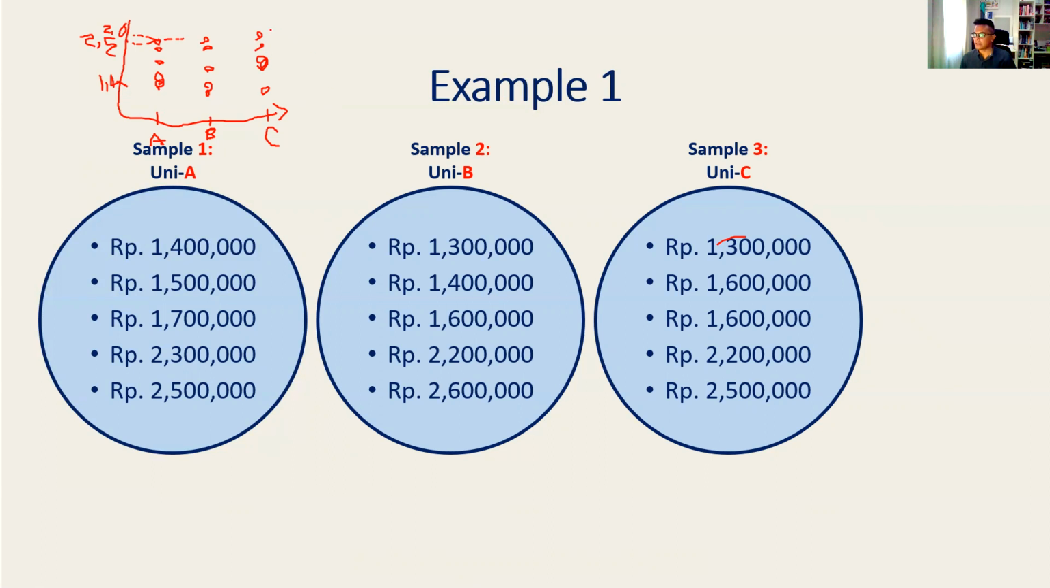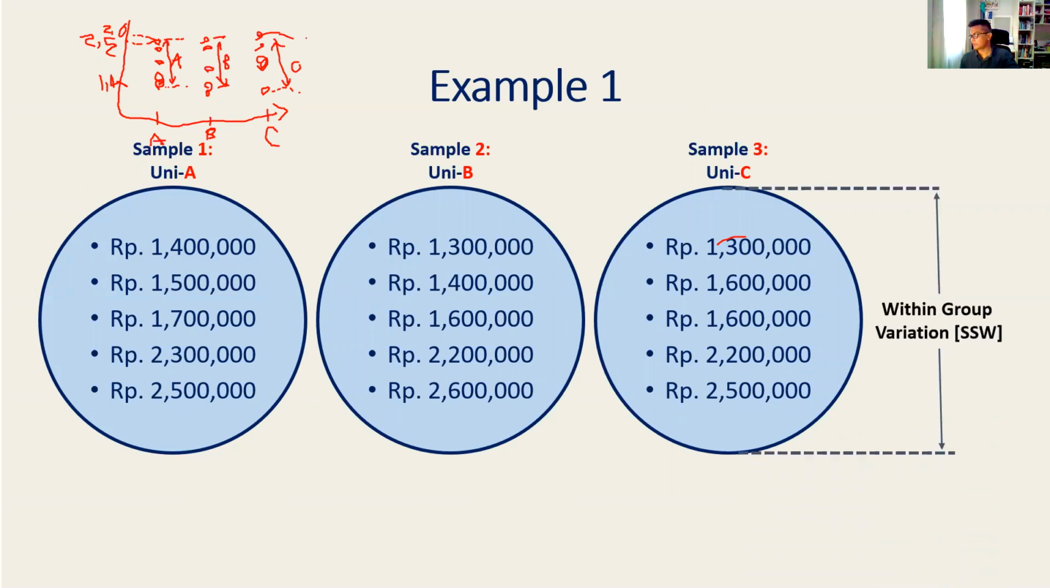We see that within the group itself, we have variations of value. This is the within-group variation of A, within-group variation of B, and within-group variation of C. So this is the characteristic of the sample data. In each sample, we have within-group variations, the values that wiggle within the group itself. But among the groups, we also have variations.